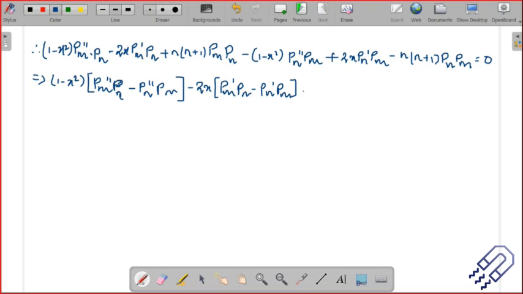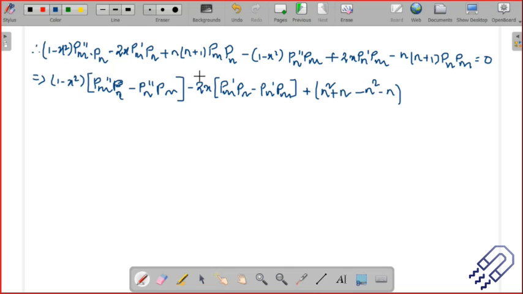Plus I will take these other terms, so I'll open up the bracket. This is n square plus n, so I'll write it down as n square plus n. And here we have got a minus, so it will be minus of n square, minus of n.